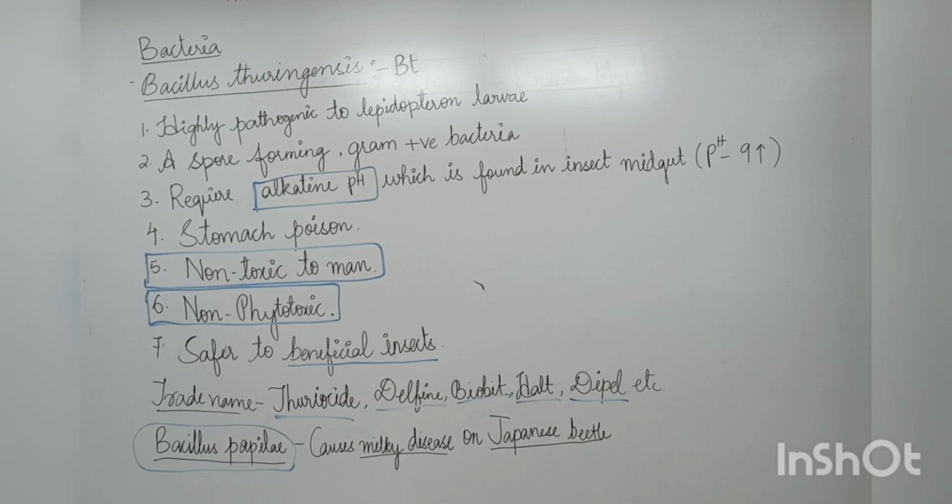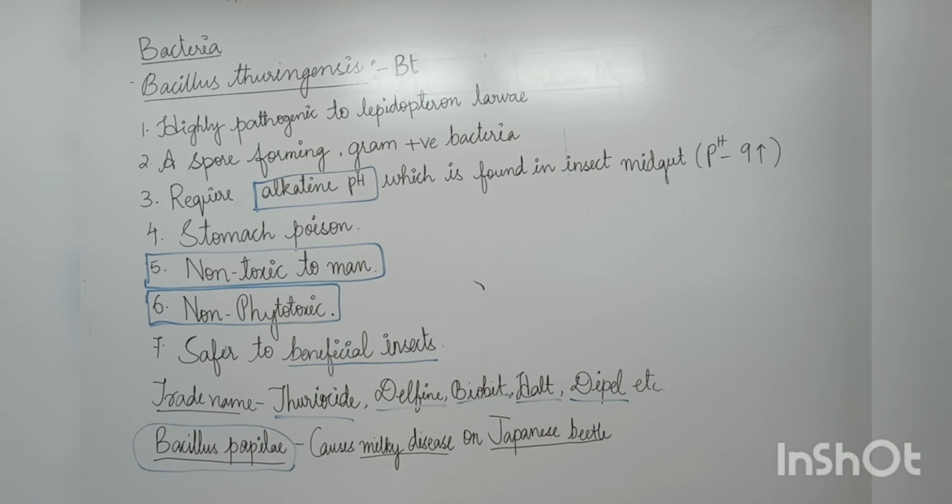And next is it is a spore forming gram positive bacteria. Spore forming is an asexual reproduction. So the bacteria gets multiplied by asexual reproduction. And the next one is this bacteria requires alkaline pH, which is found in the insect midgut. The alkaline pH range is above 9.